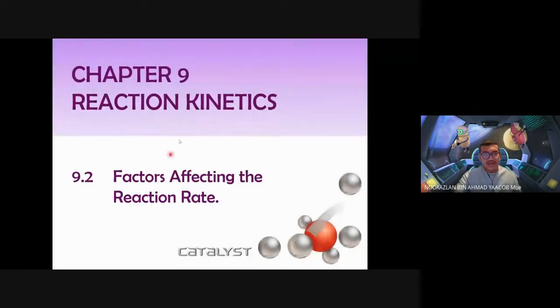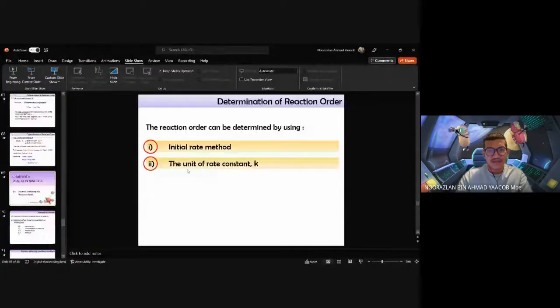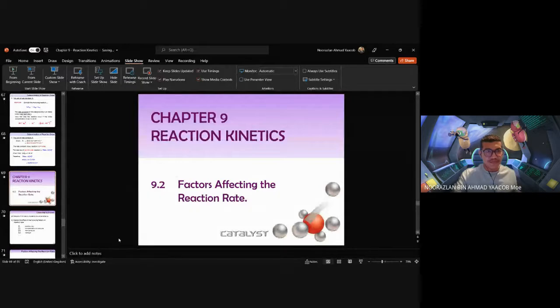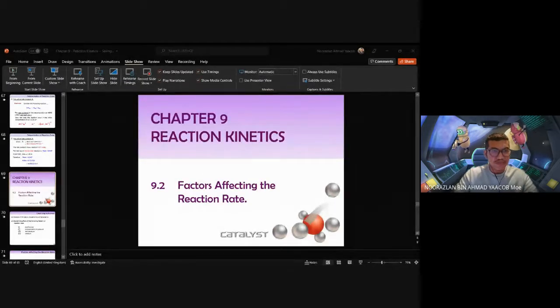Alright. So now we will go into chapter 9, the last part, which is factors affecting rate of reaction. So for this one I won't continue using this slide. I will continue using my own slide. Okay, so kita masuk factors affecting rate of reaction. So this one is the same as what you have heard, it's just a refresher. Okay, so just a recap basically.